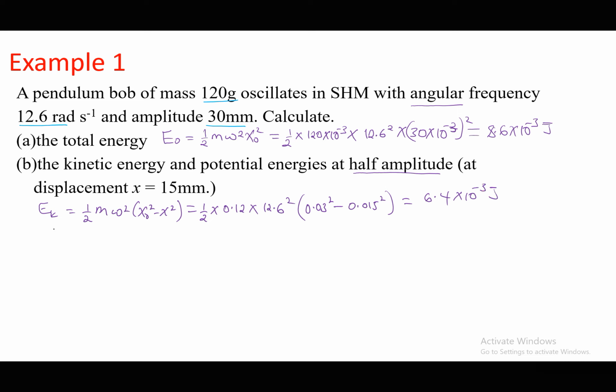Then the potential energy at half amplitude. Potential energy is a half m omega squared x squared. Now students normally confuse potential energy and total energy. Instead of x squared for potential, they use x naught, and they end up getting the same as total energy. So this is going to be a half times 0.12 times 12.6 squared times the x here is a half amplitude, which is 0.015 squared. So I'll press my calculator.